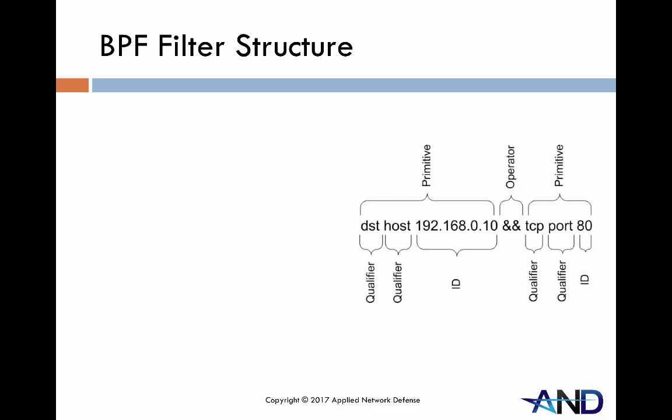The great thing about BPFs is they take a very predictable structure for the most part, and you can see that with the BPF I have on the screen here. So this whole thing is called an expression, and without a lot of explanation, you can probably figure out what we're looking for here. We're saying match any packets where the destination host is 192.168.0.10 and the TCP port is 80. So we're combining two statements into this one global expression.